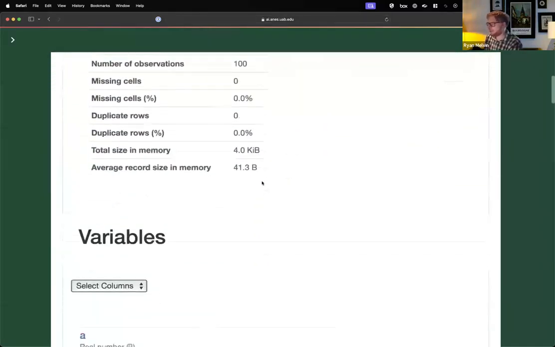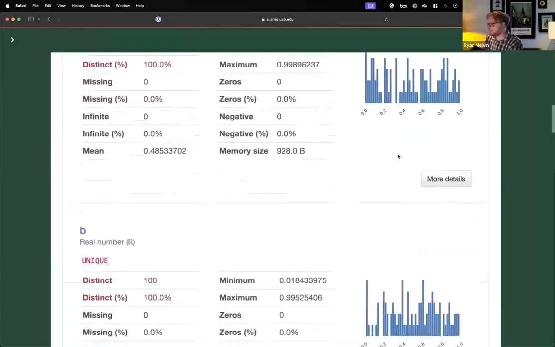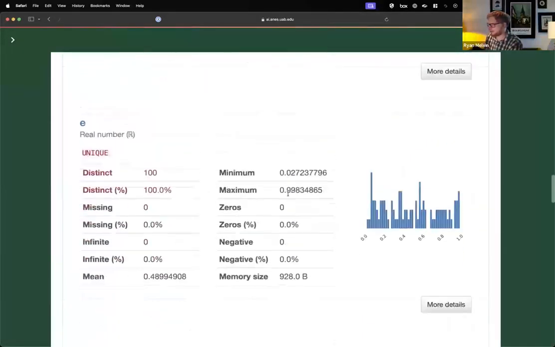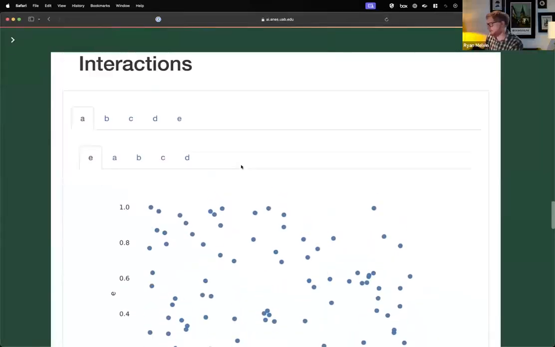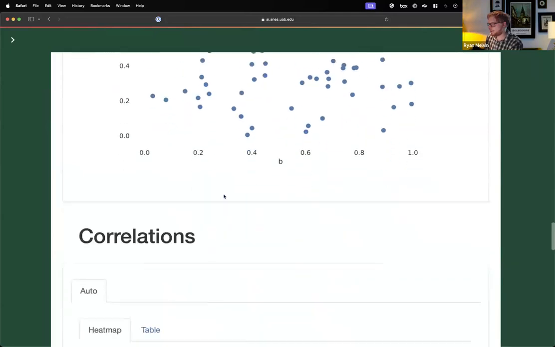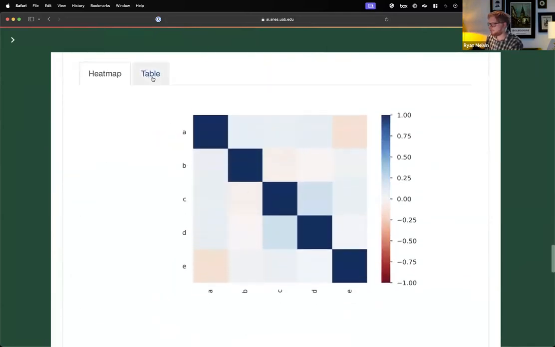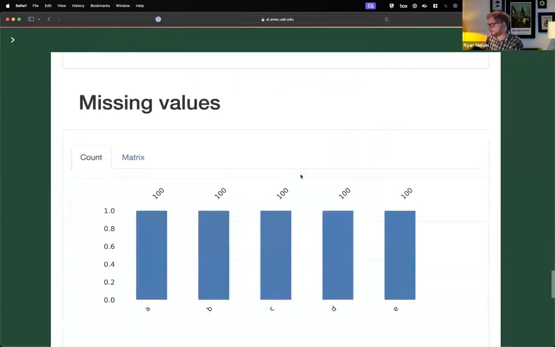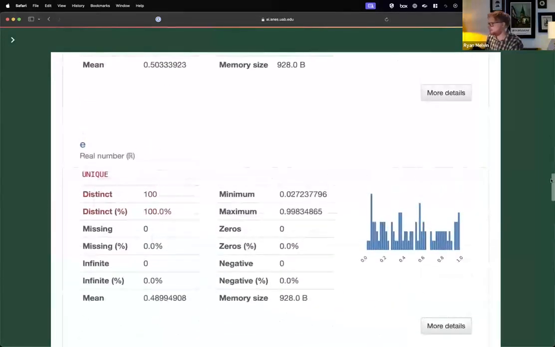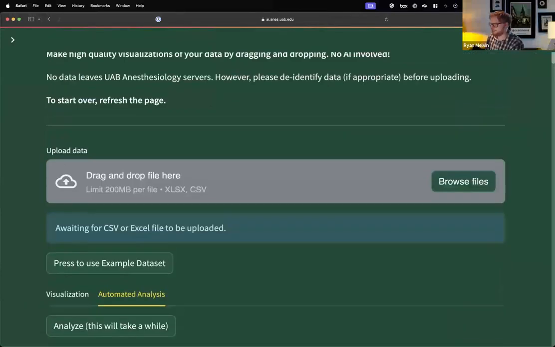But you upload data, and what this does is it will give you some univariate analysis, just telling you about each element in your data frame or in your spreadsheet. It'll also look at interactions among the data, and it'll give you some details on correlations in your data and missing values. So probably the least exciting tool, but it's a nice little first pass for data analysis and visualization.